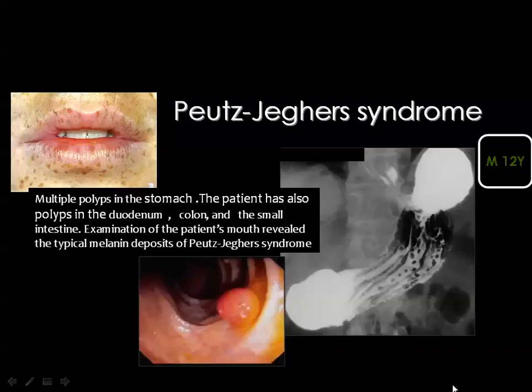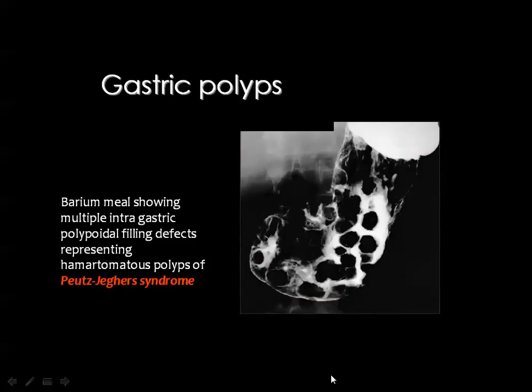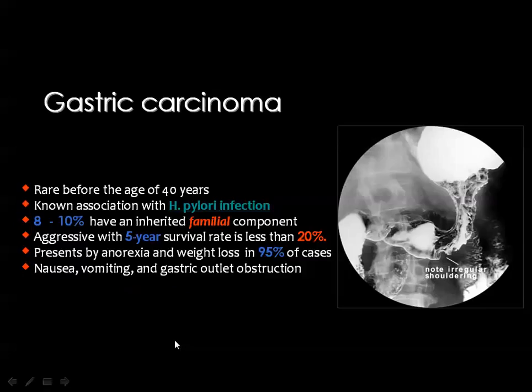One of the typical criteria of Peutz-Jeghers syndrome is the presence of characteristic pigmentation from melanin deposits around the mouth, as you can see. And this is also a case of Peutz-Jeghers syndrome, where you can identify multiple intragastric bulbous filling defects occupying most of the gastric body and antrum.